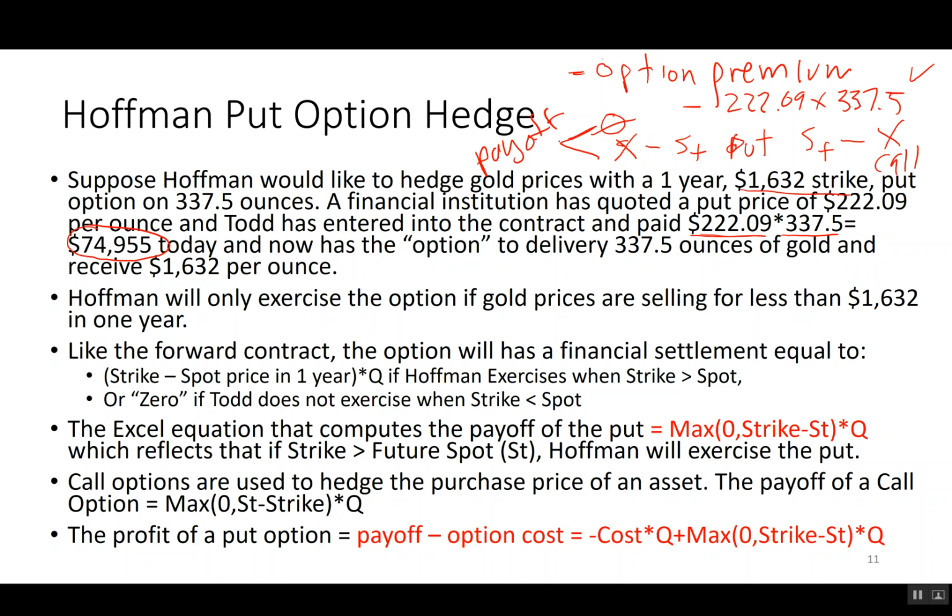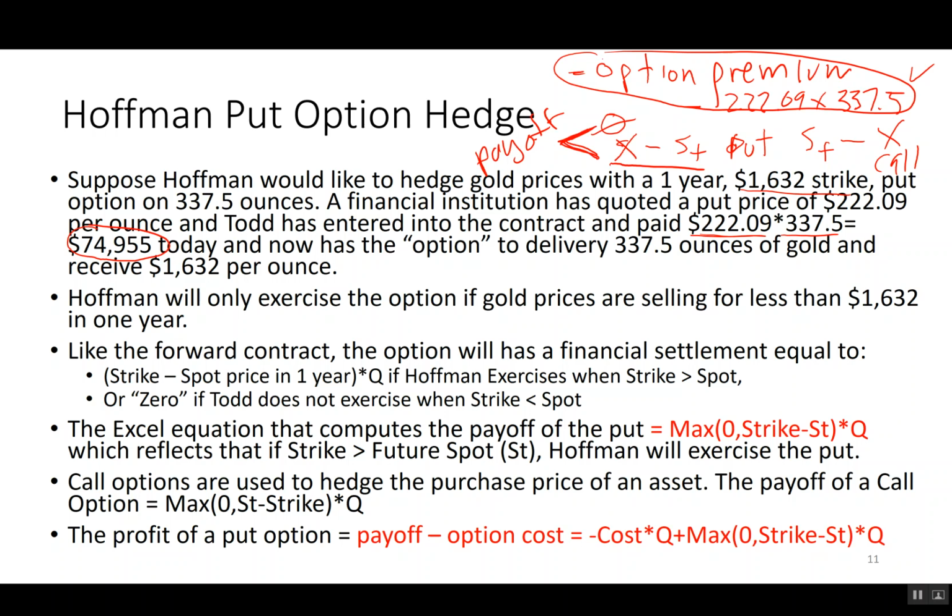So how we're going to model that in Excel is we're going to subtract out the cost of the option. That's going to happen no matter what happens. All right, you got to pay that no matter what. And then we're going to say the answer in the future is either going to be 0, or for a put, whatever the strike price, $16.32, minus whatever the spot price turns out to be.